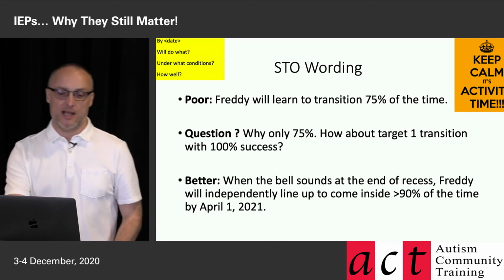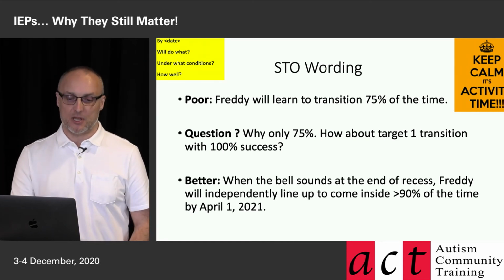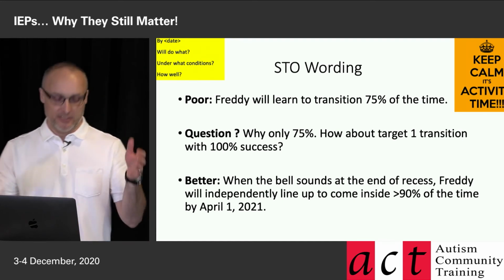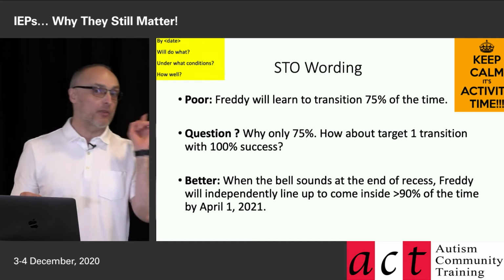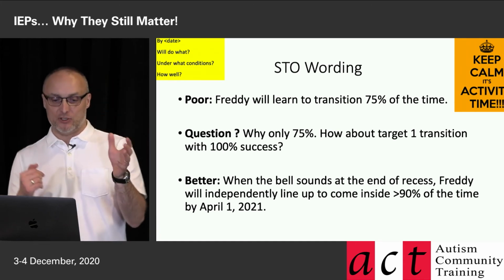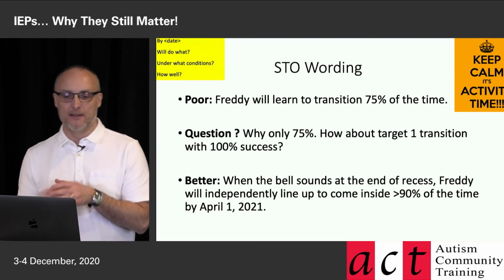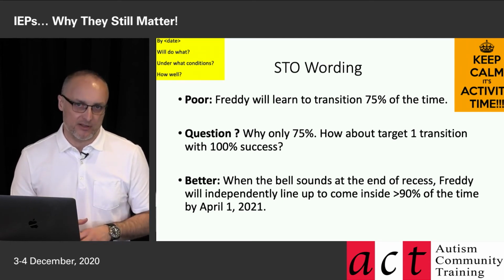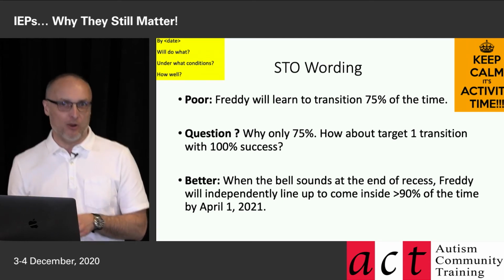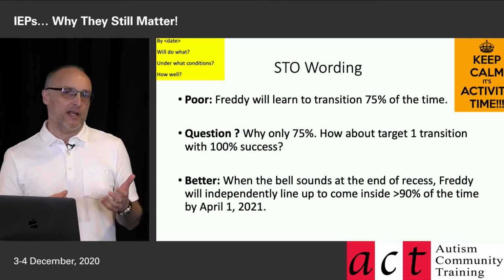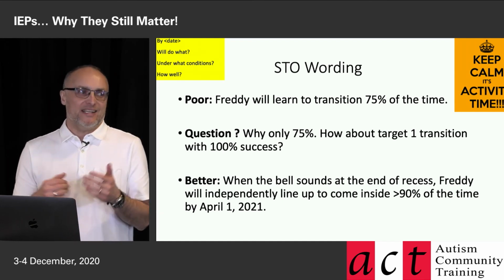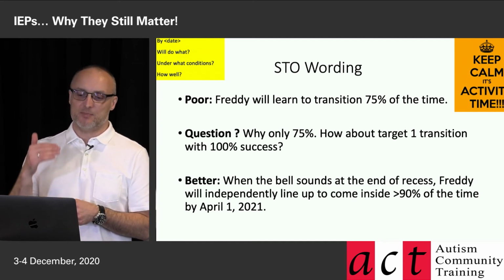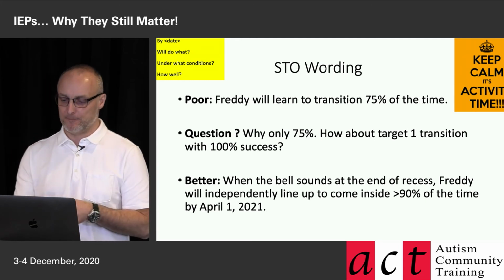So when the bell sounds at recess, Freddie will independently line up to come inside 90% of the time by April 1st, 2021. So you've got the action, he'll go and line up. You've got the context, when the bell rings, that's the antecedent, and the criterion, 90% by deadline. You ask why 90%, and the classroom teacher looks at you and says, none of my students line up 100% of the time. Every student from time to time won't hear the bell, or will be so engrossed in their game that they just need a reminder. And if he does it 90% or better, he's as good as everyone else or better than most. That's good enough. That's natural. We don't expect perfection because they're kids at recess, right?